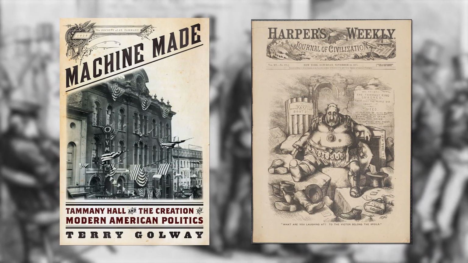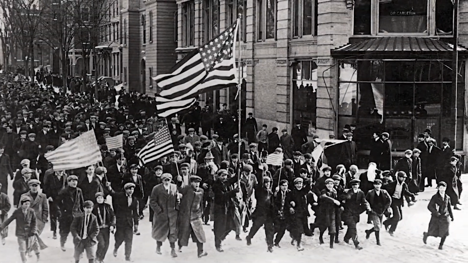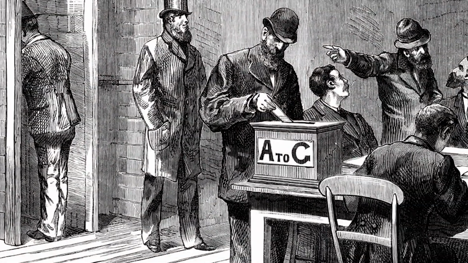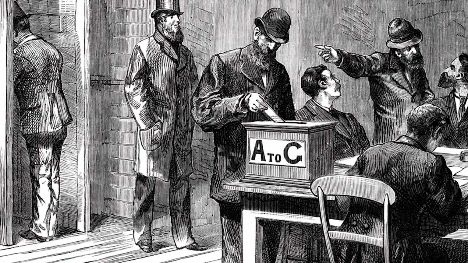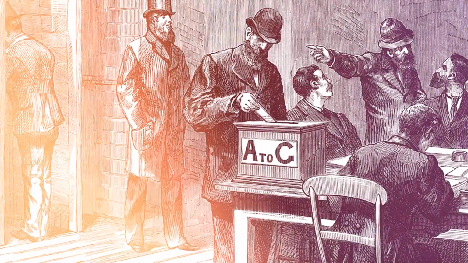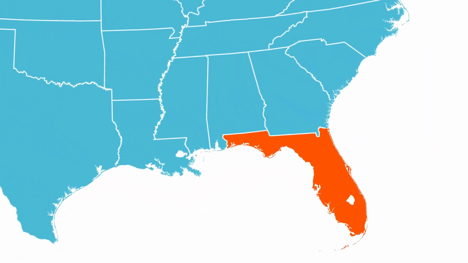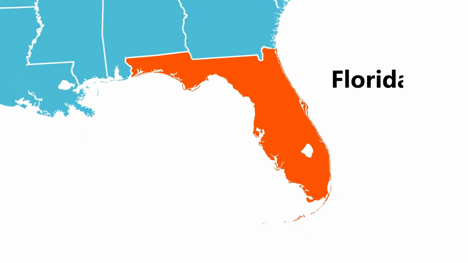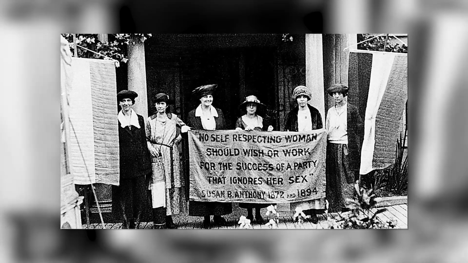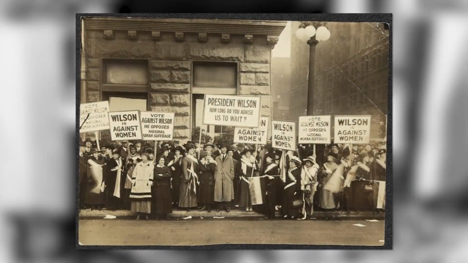But change was coming. The Progressive Era introduced crucial reforms. Secret ballots replaced public voting, reducing intimidation at the polls. The first presidential primary was held in Florida in 1901, fundamentally changing how we nominate candidates. Women's suffrage gained momentum during this period, culminating in the ratification of the 19th Amendment in 1920.